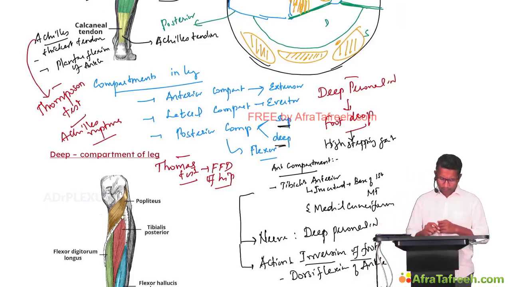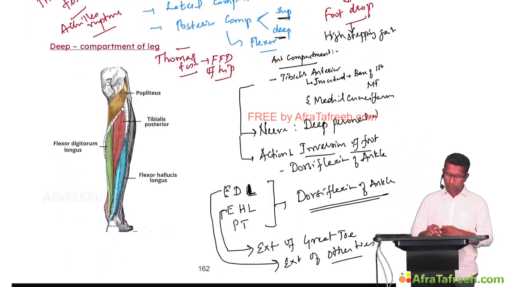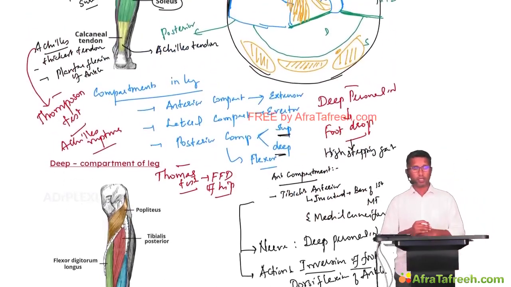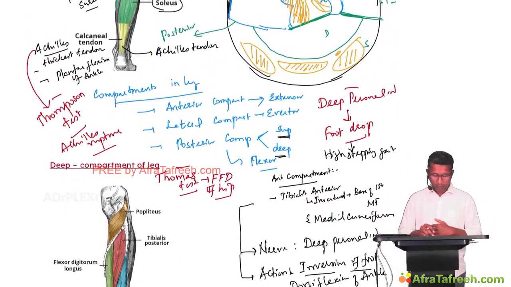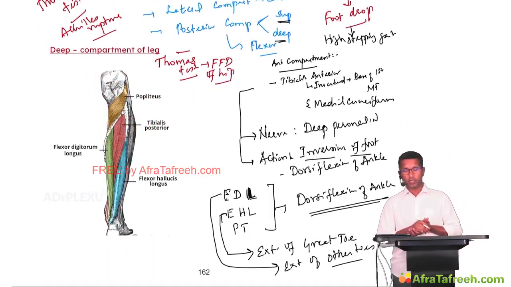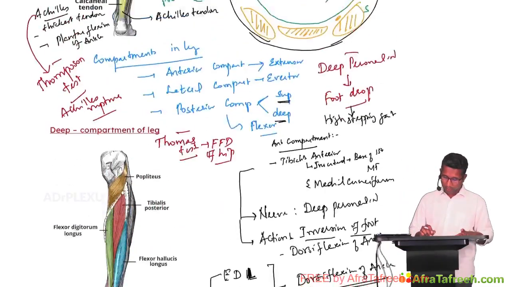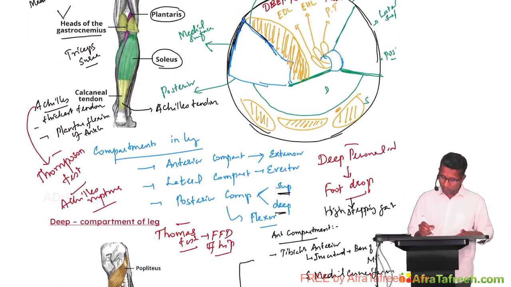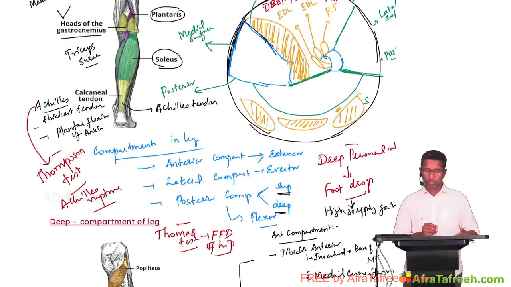Very good. Okay, so this is about the superficial compartment. And what is happening in the deep compartment? If you see the deep compartment, the deep compartment has got the following muscles. The muscles in the deep compartment are, okay, so you have a bone here, tibia, and you have the interosseous membrane and the fibula here.